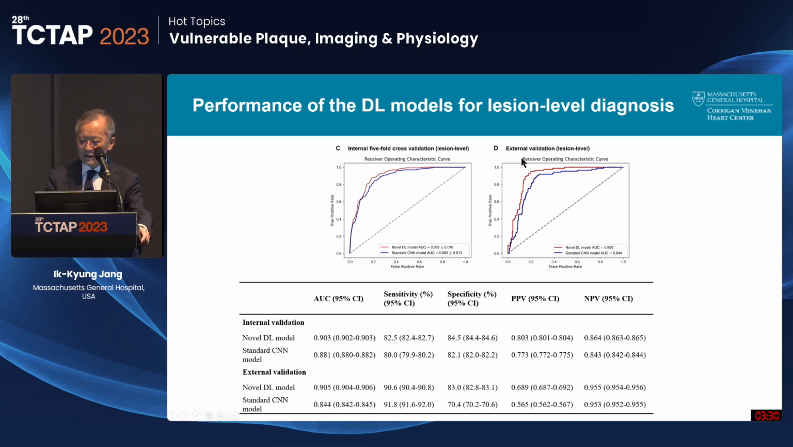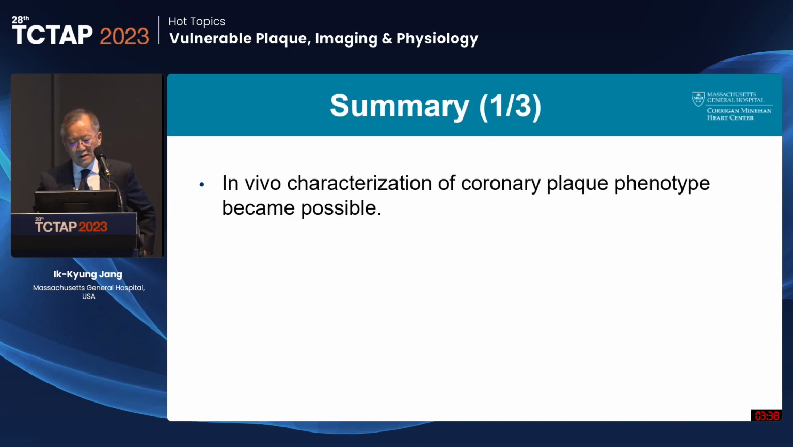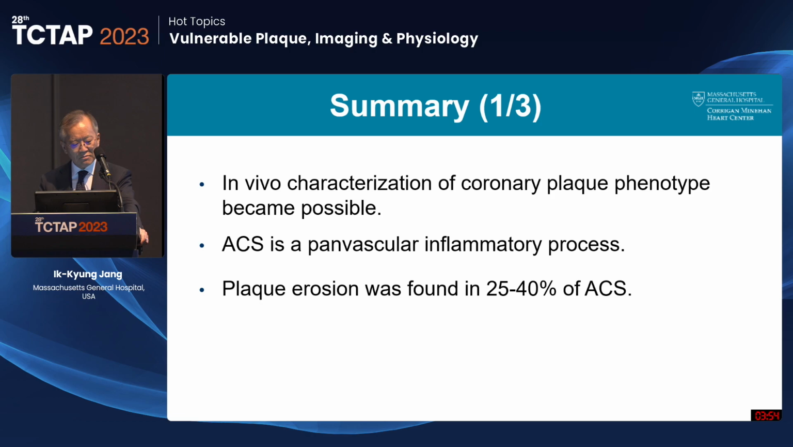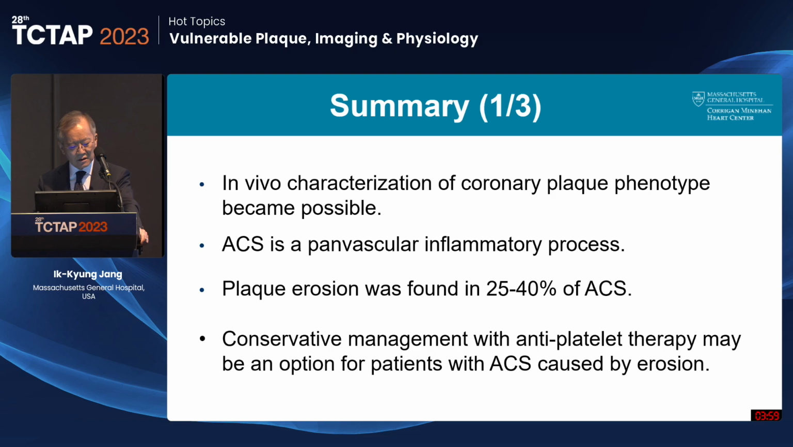And the external validation set increased the AUC from 0.84 to 0.905. So this is a summary. In vivo characterization of plaque phenotype has become possible with the introduction of OCT. ACS is a pan-vascular inflammatory process with local destabilization. Plaque erosion is responsible for 25 to 40% of ACS. Conservative management of patients with ACS caused by plaque erosion with antithrombotic therapy may be an option.